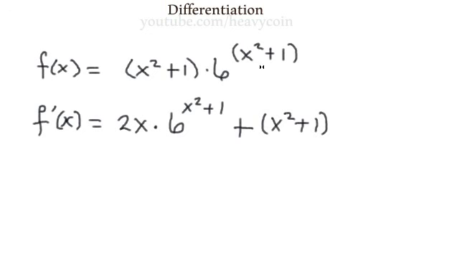Then we take the derivative of the second part, so the derivative of x squared plus 1 is 2x, and then we just rewrite 6x squared plus 1, and then we want to clean all this up, and really the only thing we do is take this 2x and bring it out front. And if you want to factor, you can factor it also. Alright.